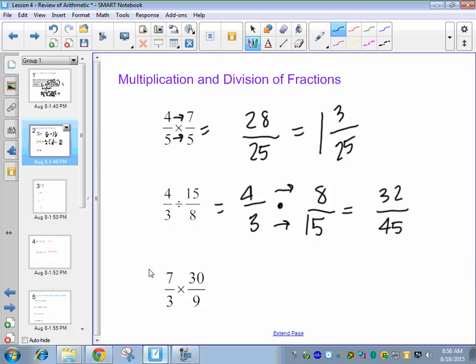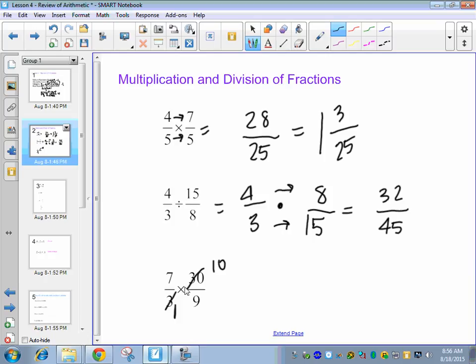Okay. However, this one I do see some reducing that can happen. I know a lot of you guys were really pumped about reducing, so now we can do it. 3 and 30. Yep, I see the same thing. So what goes into both of them? Yep, 3. So if we do 30 divided by 3, we can cross this guy out and turn it into a 10, right? 3 divided by 3 crosses out and just turns into a 1.